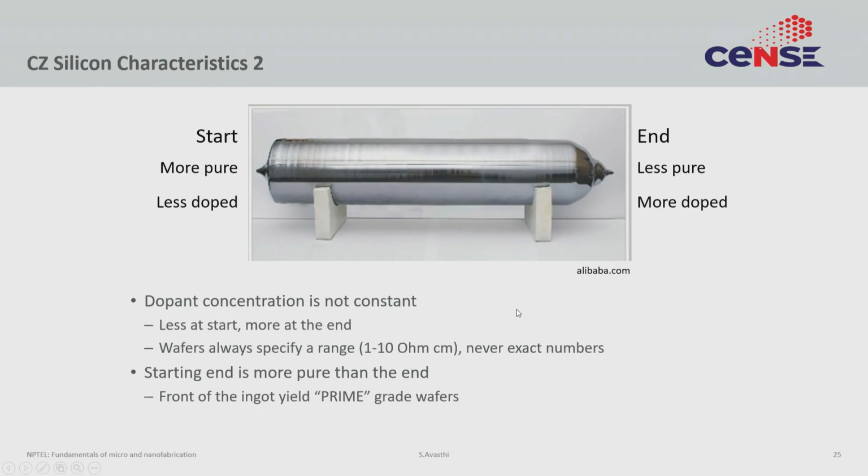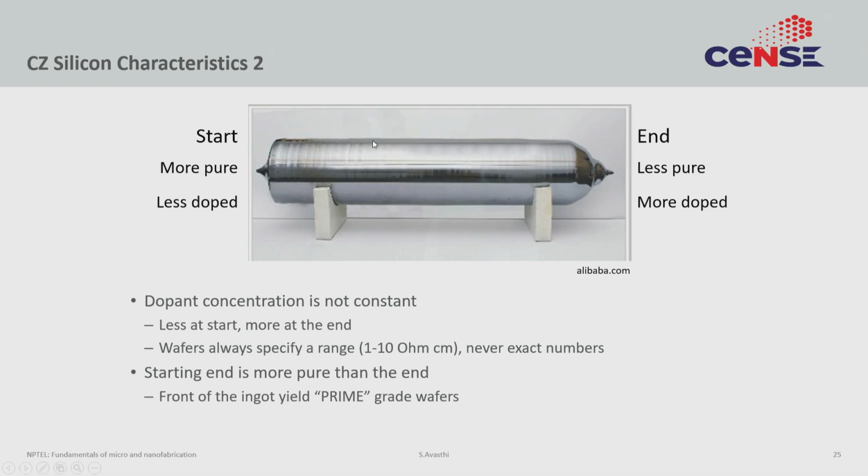All right, that is enough of the details and equations. Finally, you will get an ingot. The thing to remember is that the ingot will have a pure end and an impure end. This is the starting point, this is the ending point. The starting point will have very few impurities, right? It will tend to be less doped. The ending point will have more impurities and it will tend to be highly doped.